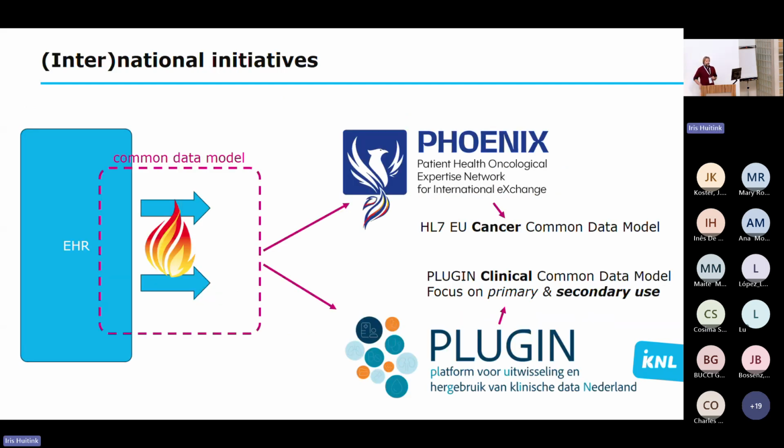So to briefly touch upon how this could work out in the future, there are many initiatives already working on common cancer data models. There are two, I think, that are very important for us in the Netherlands. The first one is Phoenix, which is an initiative started by HL7 Europe, where we're trying to derive a European cancer common data model. This is a very slow process, as you might expect from a group of over 30 participants that meets once a year.